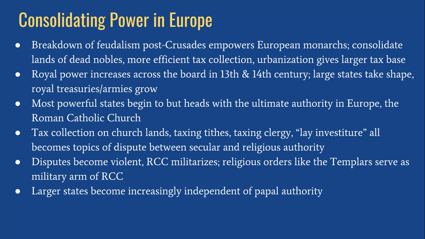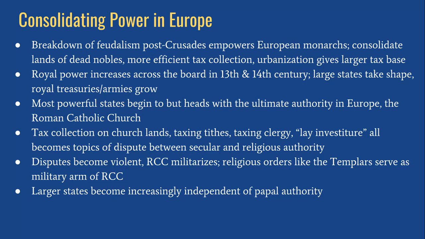So, across the board in the 13th, 14th century, royal power begins to increase, and you start to see some of the familiar large nation states in Europe take shape: Spain, Portugal, England, and especially France. And with a greater tax base and more efficient tax collection, their royal treasuries and their armies begin to grow. This empowers them even more, and they start to develop very efficient bureaucracies.